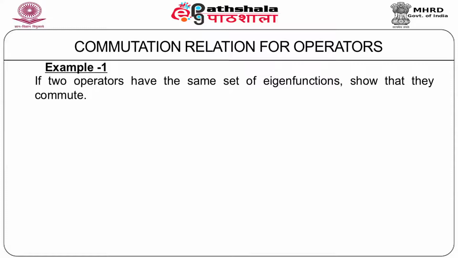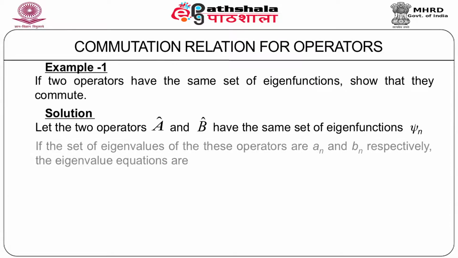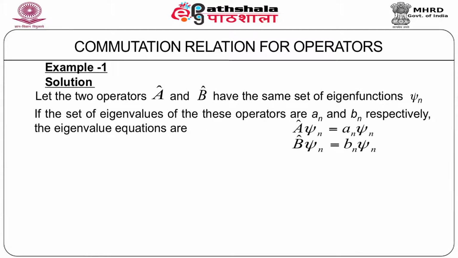So how can you prove this? I have given the solution. You can see the solution on the screen, but let me describe it. Let the two operators A and B have the same set of eigenfunctions psi n. Now, if the sets of eigenvalues of these operators are a_n and b_n respectively, the eigenvalue equations are, as we all know, A psi n equals a_n psi n and B psi n equals b_n psi n. Now, you multiply the first equation from the left by the operator B.